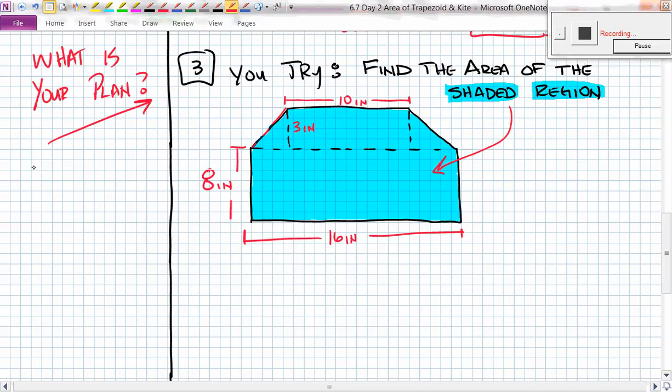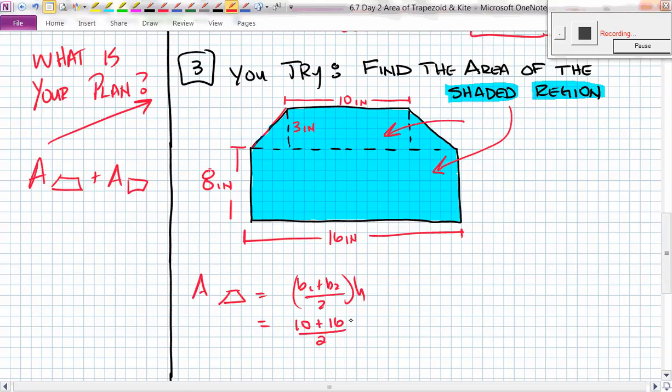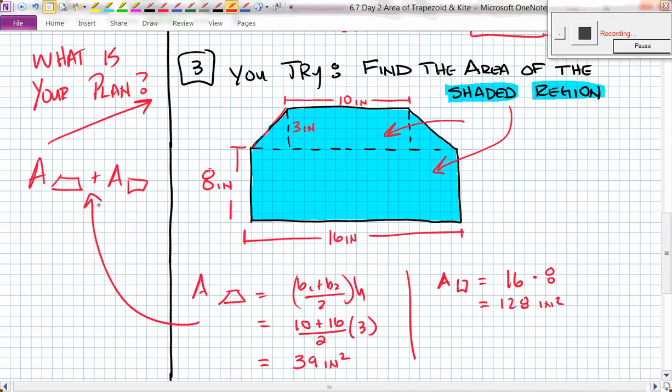So our plan is going to be find the area of the trapezoid and add it to the area of the rectangle. That's going to be our plan. Okay? So the area of the trapezoid has to be base 1 plus base 2 divided by 2 times the height. Base 1 is 10. Base 2 is 16. The height is 3. So 16 and 10 is 26, divided by 2 is 13, times 3 is 39 inches squared. The area of the rectangle is just 16 times 8, which is 128 inches squared. According to my plan, I need to add them together. Therefore, 128 plus 39, the grand total is 167 inches squared. And that is the answer.